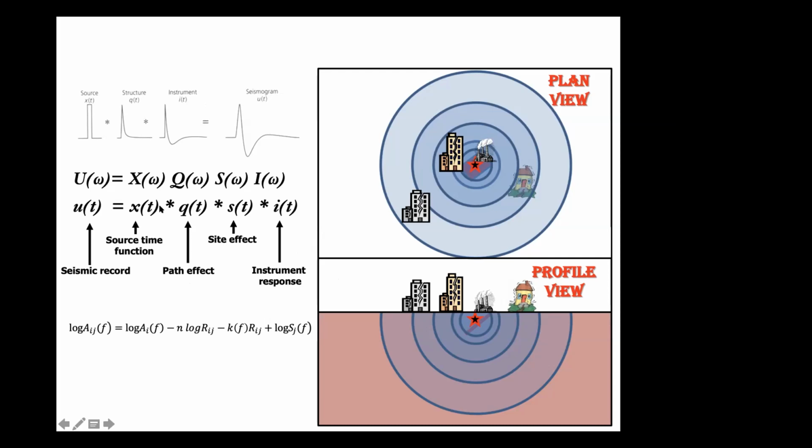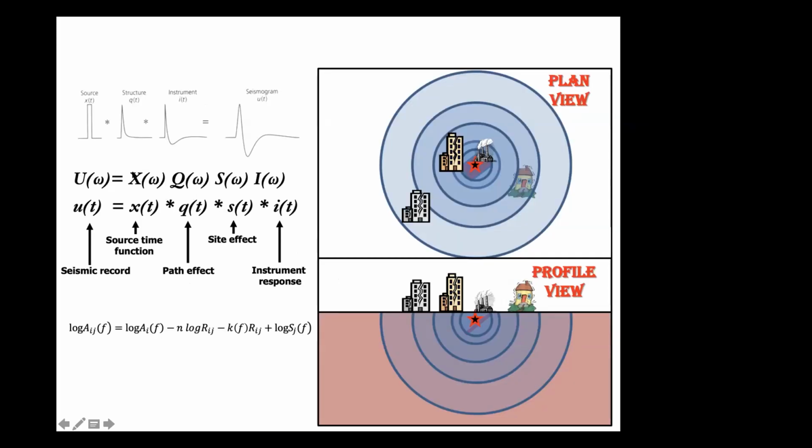And you see that they are convolved with each other, so these are convolutions. But if you transfer it, convert it to the frequency domain, it will be simply multiplication, and it will be much easier. So we have source effect, path effect and site effect. And a very simple and general equation would be something like that in frequency domain.